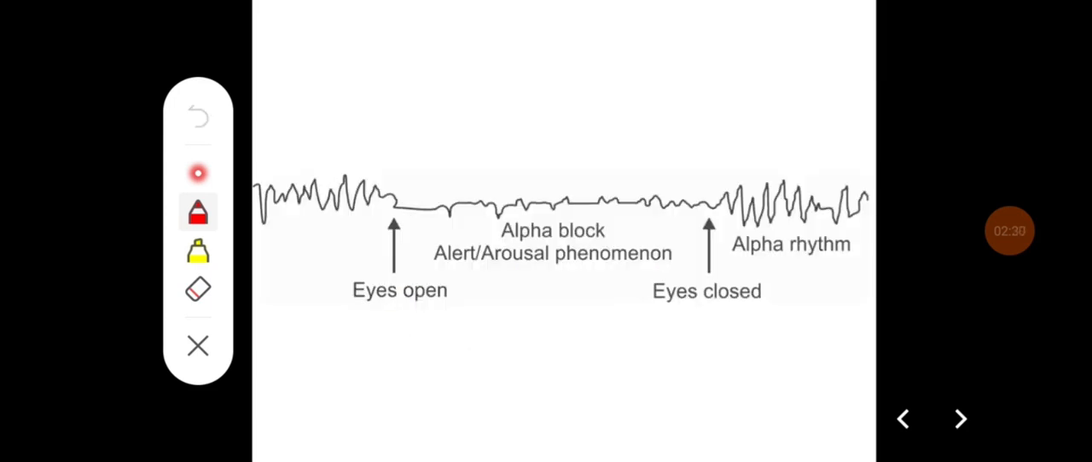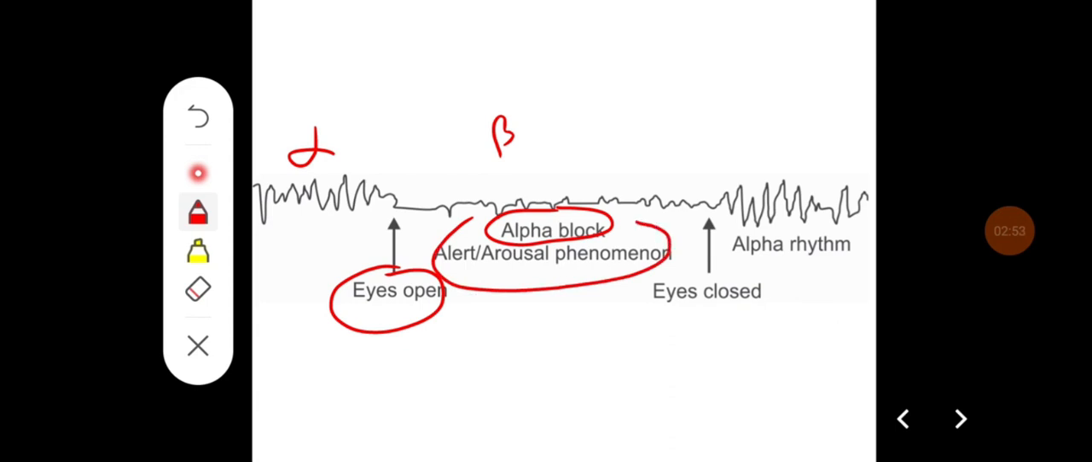So here you can see the normal alpha rhythm when the person is relaxed with eyes closed, and when the eyes are open, the alpha waves are converted into beta waves. The alpha is replaced with beta rhythm, which is also called alpha block, or the alert or arousal phenomenon. Again, when eyes are closed, the alpha waves predominate again in the EEG.